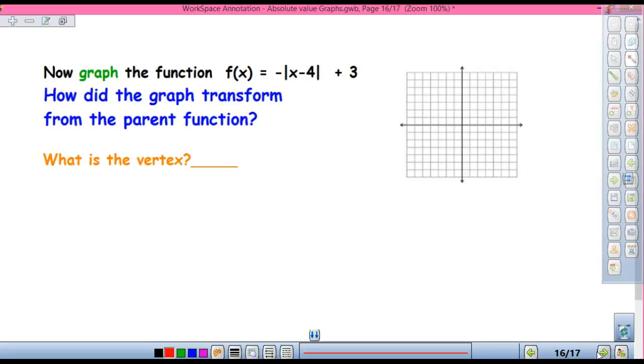Okay, so take a look at page 22, top of page 22. This guy tells us that my vertex is positive 4, 3. So 1, 2, 3, 4, 1, 2, 3. All right, this is where we have to be careful. What's out in front of here? A negative. So instead of going up 1 over 1, we're going to go down 1 over 1, down 1 over 1, and so now we're going to have an upside down V this time.